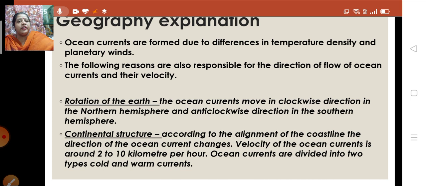The speed of the ocean current is only around 2 to 10 kilometers per hour. So what is the velocity of the ocean current? It is between 2 to 10 kilometers per hour. Ocean currents are divided into two types. I explained to you which are those two types: cold ocean currents and warm ocean currents.